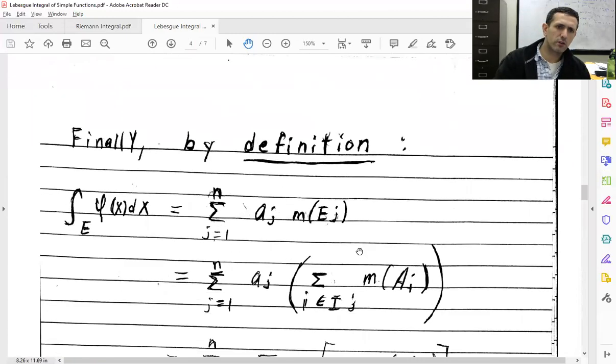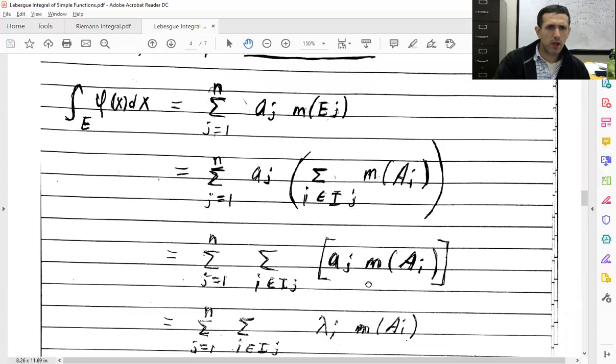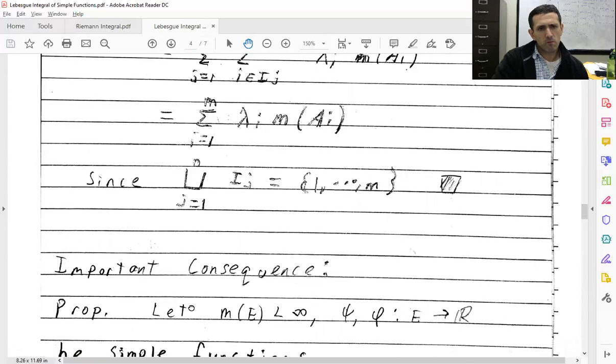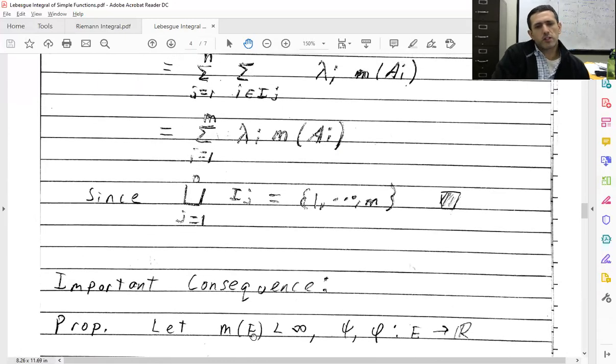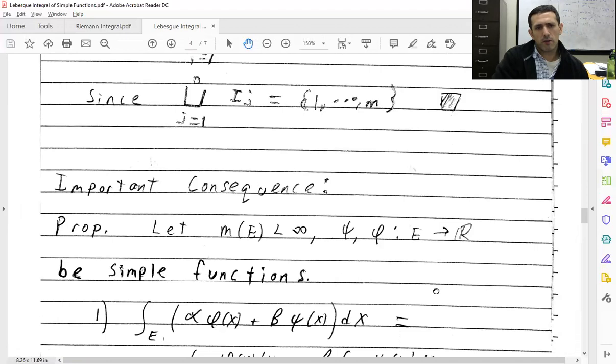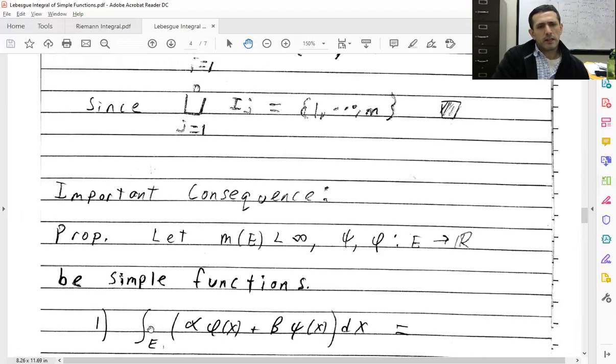how this technical annoying result allows us to prove linearity of integration of simple functions. So, right, let's say E is finite measure. I have two simple functions. So I claim that the integral of the sum is the sum of the integral, and by induction, this holds for finite sum of any linear combination of simple functions.